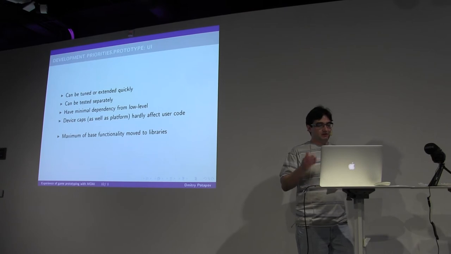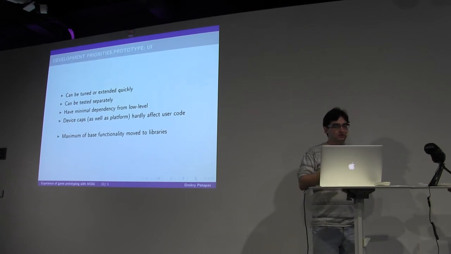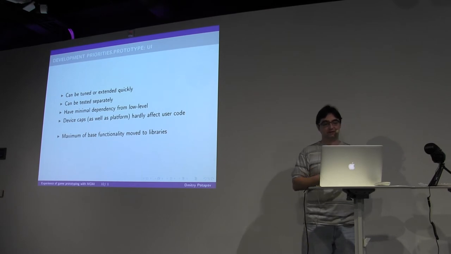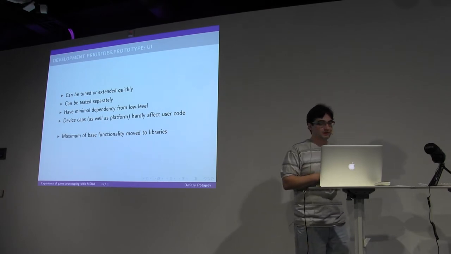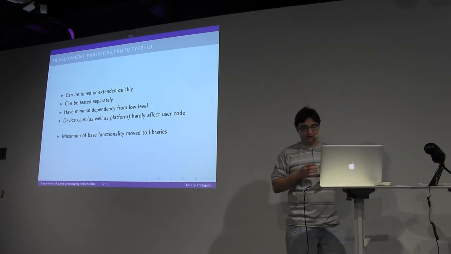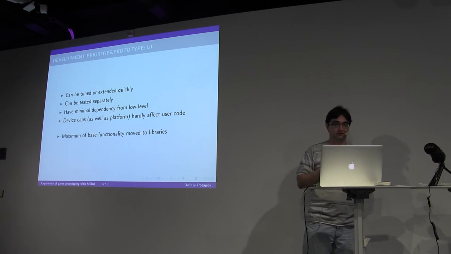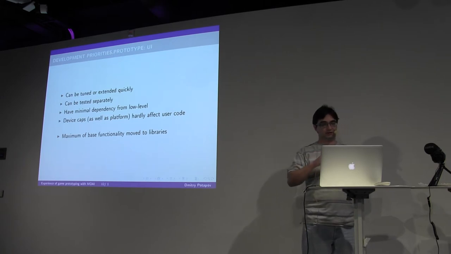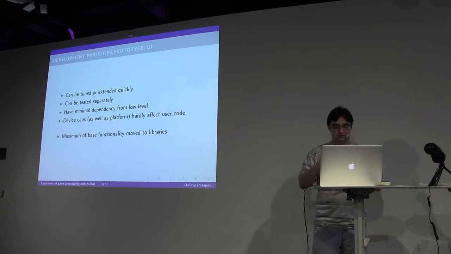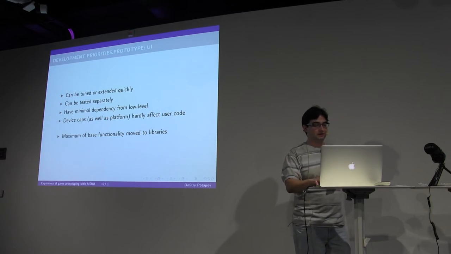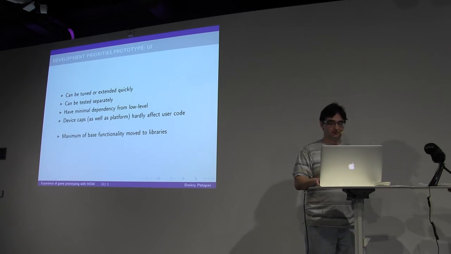Same for the prototype, but for the prototype I wanted to design it to have minimal dependency on low level things. So I wanted to isolate the low level as much as possible in libraries and have the other code reusable, which lies under these libraries. And so that's the same thing, the device hubs must hardly affect user code.